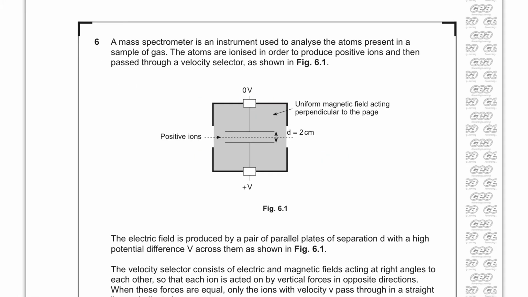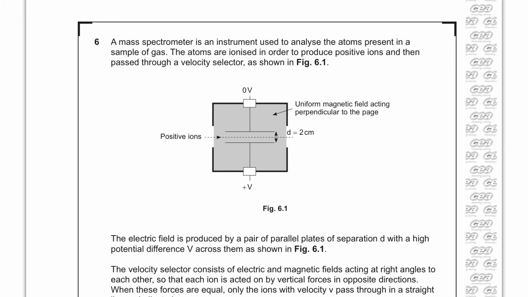Question 6. A mass spectrometer is an instrument used to analyze the atoms present in a sample of gas. The atoms are ionized in order to produce positive ions and then pass through a velocity selector shown in figure 6.1. And so you can see this thing here. We've got a pair of plates with the bottom one positive, got a known gap between them. We've got a uniform magnetic field acting into this grey area.